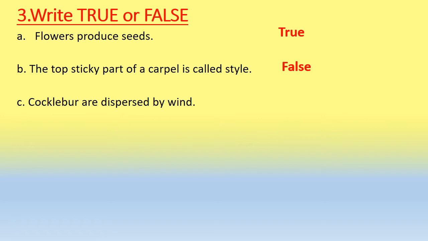Part C, cocklebur are dispersed by wind. So this is false, because they are dispersed by animals. Part D, the ovary forms the seed. So this is also false.